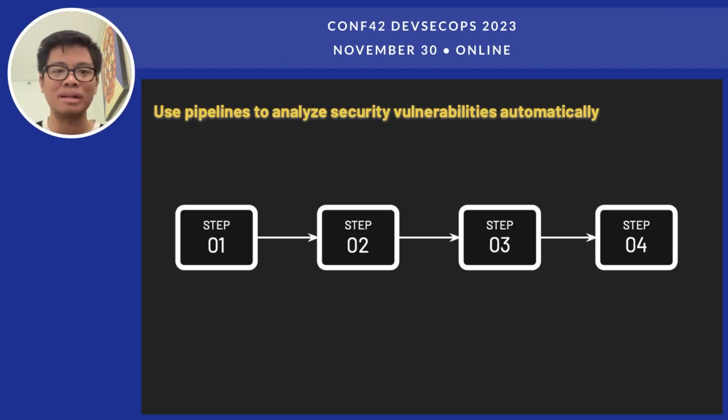In addition to that, the moment you convert your infrastructure as code, we can now use pipelines to analyze security vulnerabilities automatically. So there are different ways to analyze the code and the resources created from the code, and you basically have these pipelines. So in step 1, you have the code, you push it, and the pipeline gets activated.